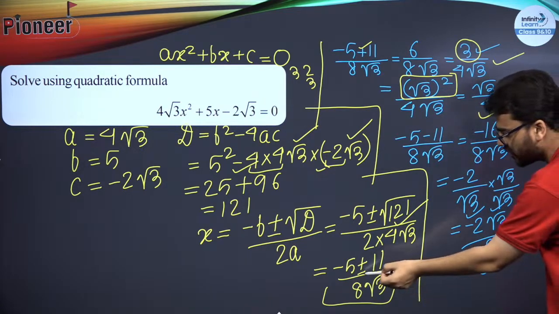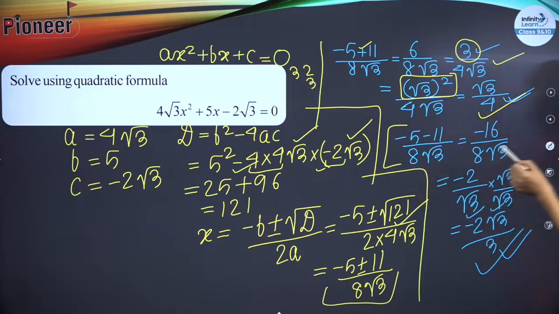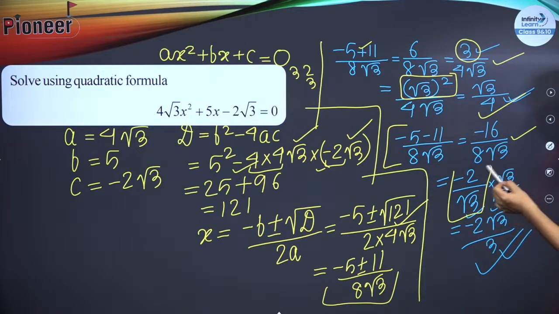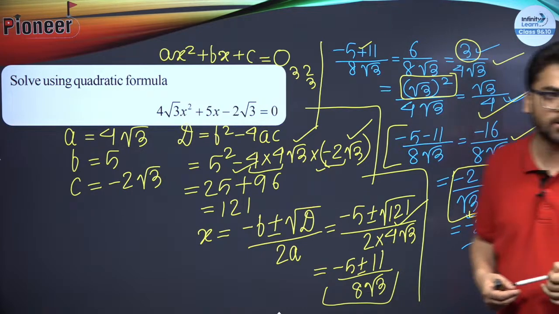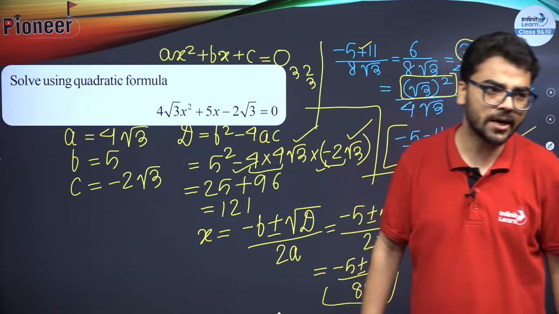Now in the second case you will take the negative sign. So it will give you this. So this is minus 2 by root 3. Don't put the denominator as an irrational number. Rationalize the denominator by multiplying and dividing by root 3. Root 3 into root 3 is 3. So therefore this is the other root of this quadratic equation. I hope it is clear.